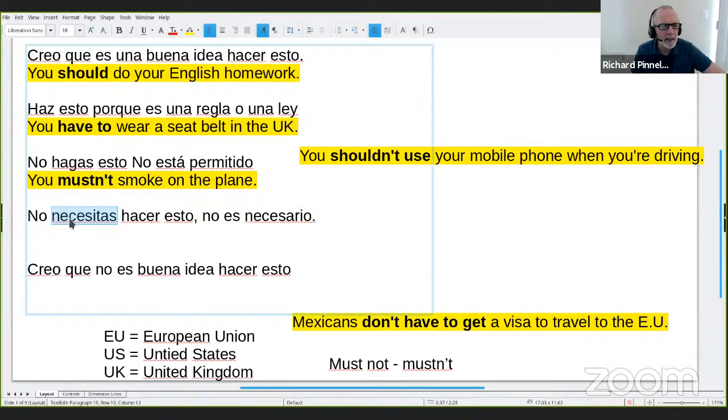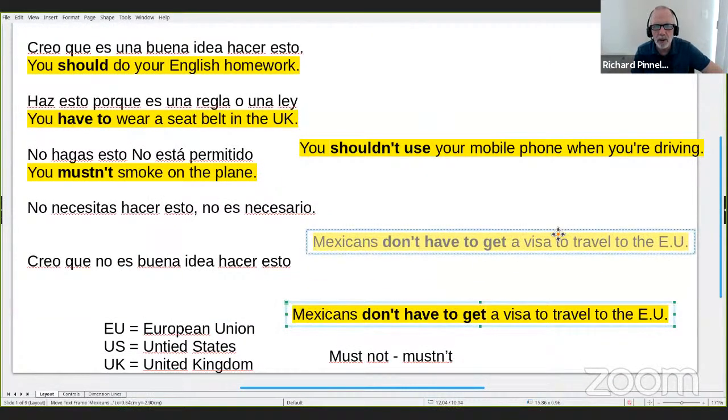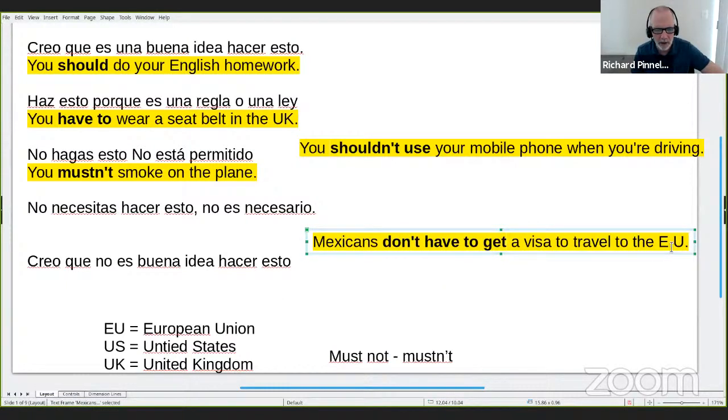So next we have no necesitas hacer esto, no es necesario. So tenemos dos. You don't have to get a visa to travel to the European Union or the EU. And you shouldn't use your mobile phone when you're driving. Yeah, some reason. Diana, I think, and Lily.